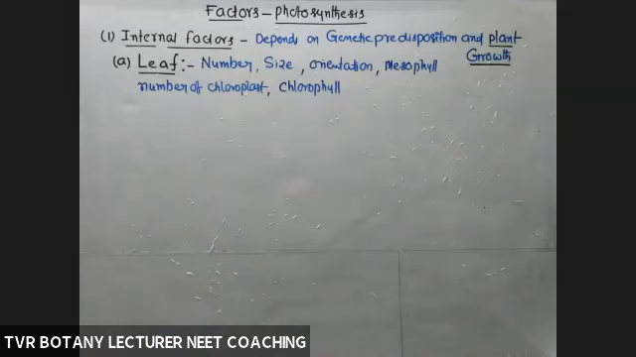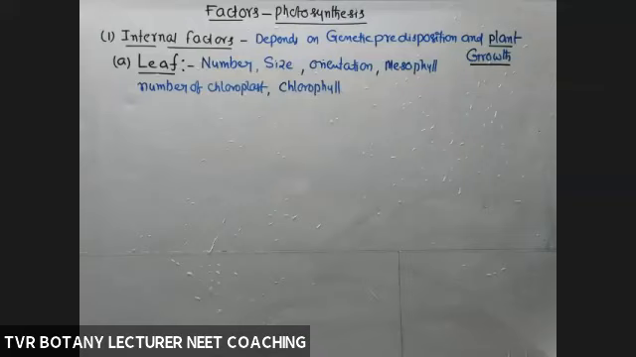Okay, more is the number of leaves, usually more is the rate of photosynthesis. More surface area, more rate of photosynthesis. Orientation: if all the leaves are properly exposed to sunlight, more rate of photosynthesis. Overcrowding, some leaves are in shadow, less rate of photosynthesis.